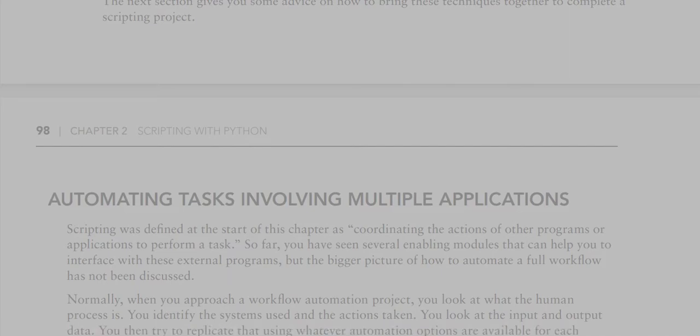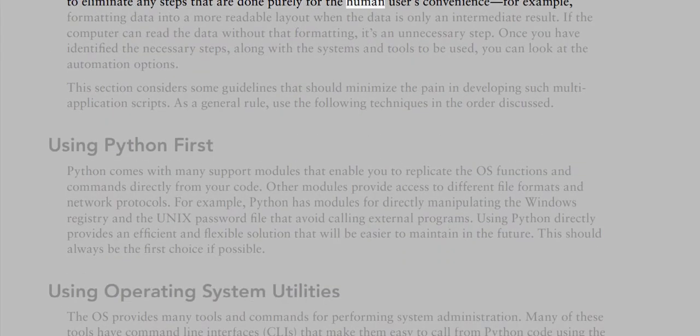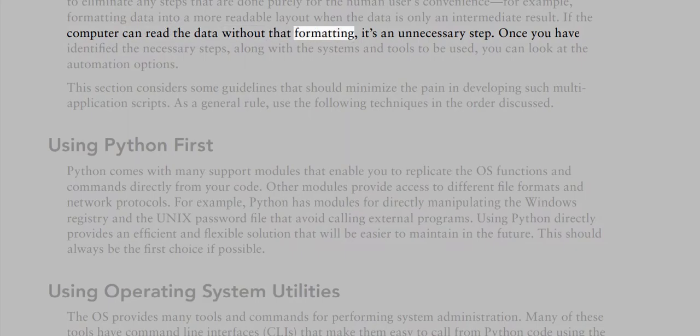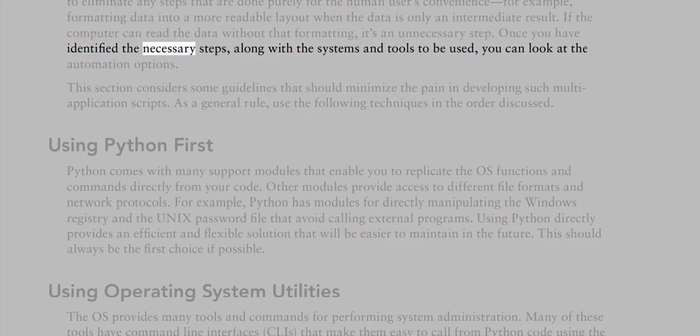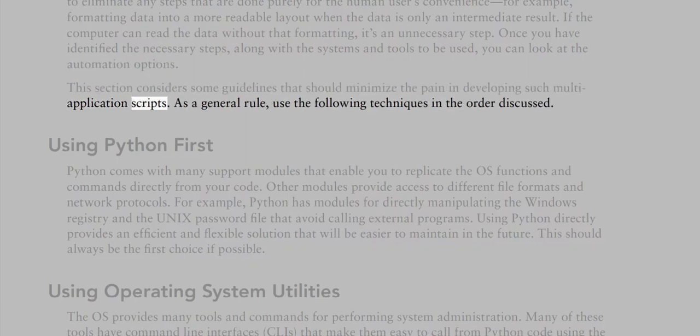You should take one other step before jumping in too quickly, and that is to eliminate any steps that are done purely for the human user's convenience, for example, formatting data into a more readable layout when the data is only an intermediate result. If the computer can read the data without that formatting, it's an unnecessary step. Once you have identified the necessary steps, along with the systems and tools to be used, you can look at the automation options. This section considers some guidelines that should minimize the pain in developing such multi-application scripts.